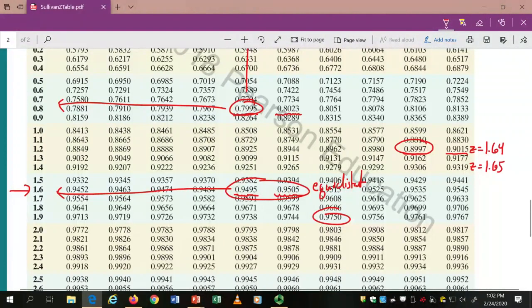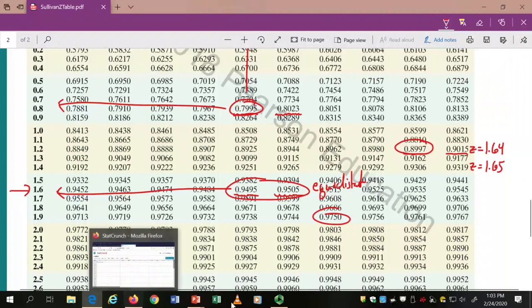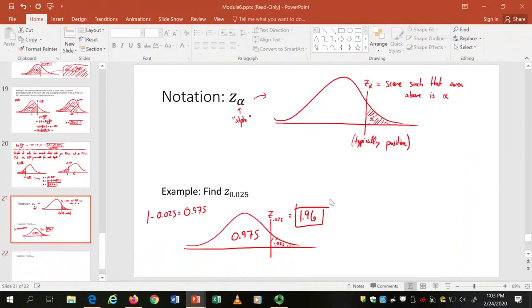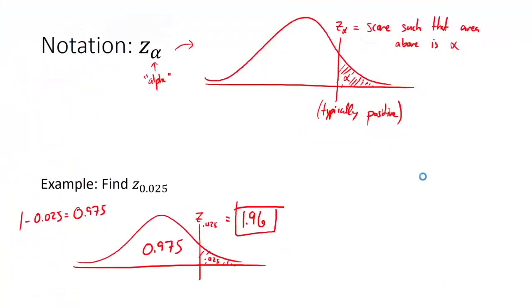Yeah. So that would be, and the applications of that, it doesn't really matter that much. I'm going to show you what they are later. But right now, you just need to understand how to find it. So that's what that notation means. It's the z-score so that that amount of area is above it. Is there another way we could have found it?